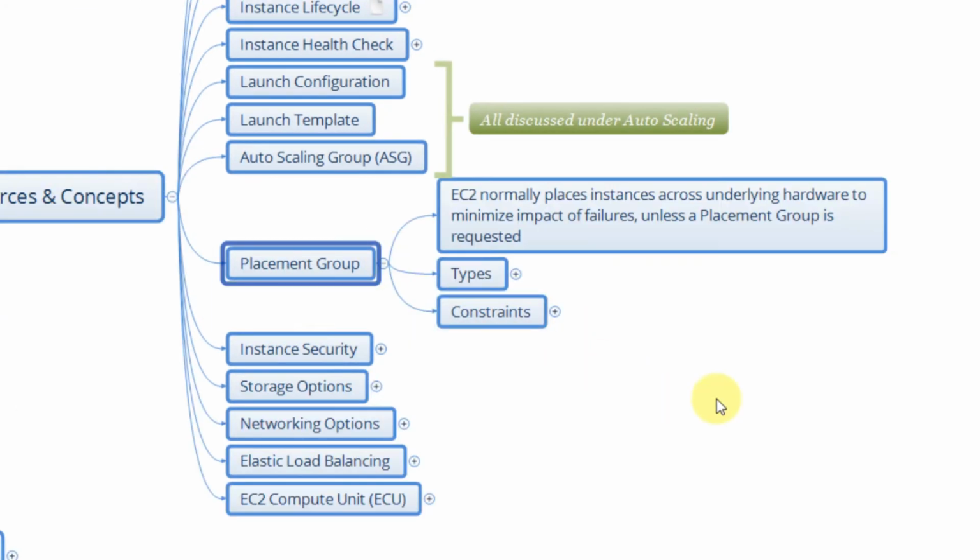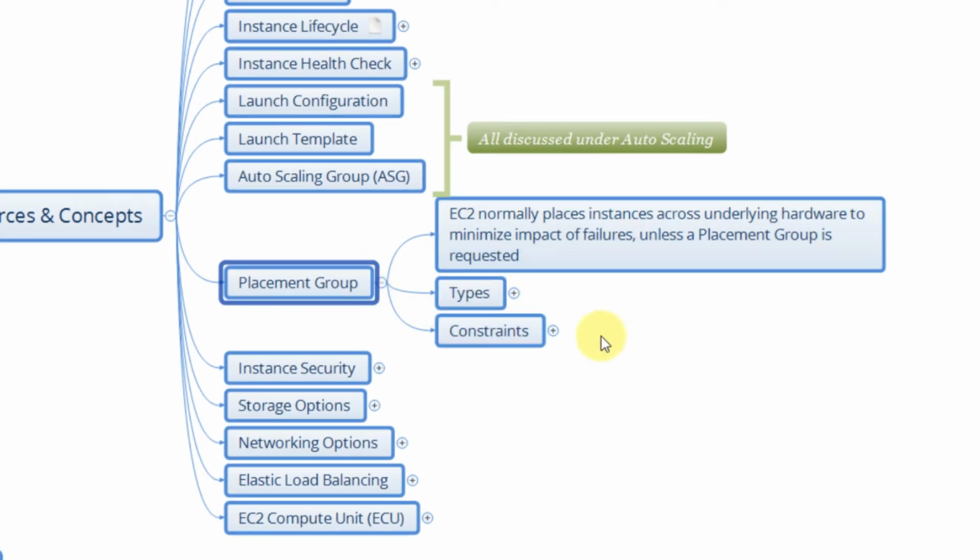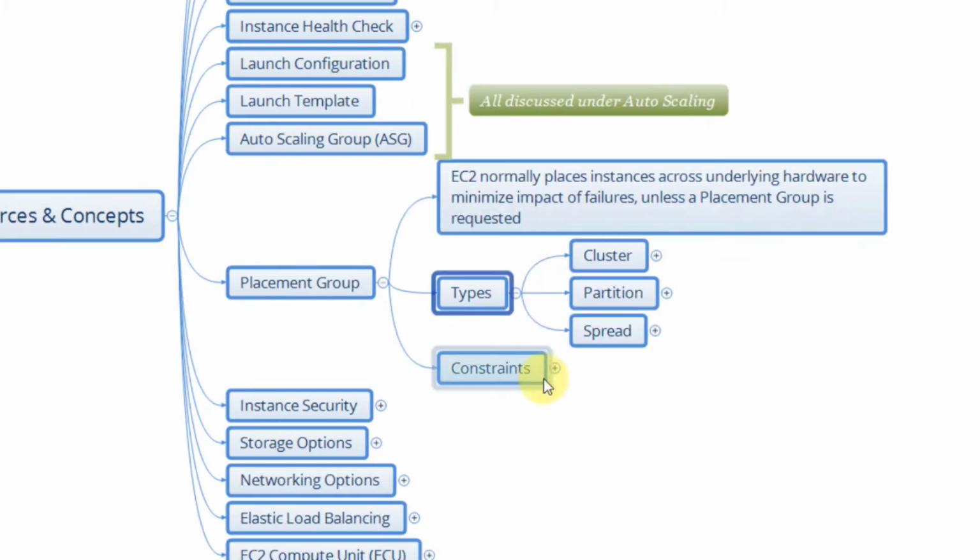A placement group gives you control on where a launched instance is placed. Normally, the EC2 service would place instances across underlying hardware, that is across different racks of hardware, so as to minimize the impact of failures. But you can change that by specifying a placement group. So there are 3 different types of placement groups you can choose.